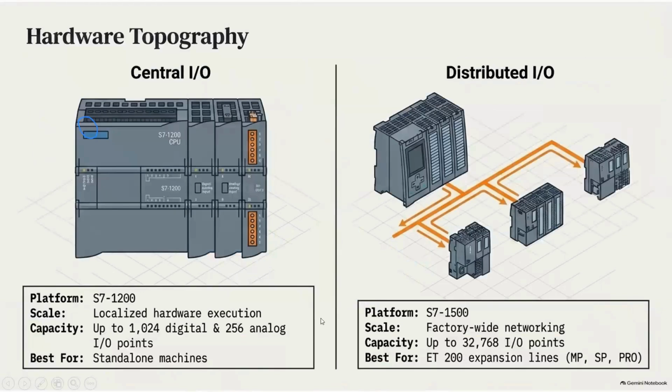Coming to this, can you see there are two PLCs on the screen, the S7 1200 and the S7 1500. The S7 1200 is a localized equipment, usually localized in the sense of small setups.